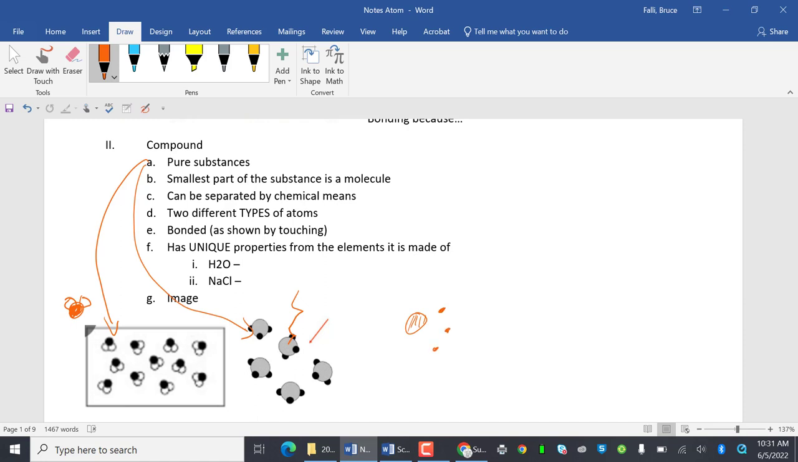Okay. There are two different types of atoms. The one on the left would be a dark circle and then light circles, right? Now, there could be more than two, I should say two or more. Okay. They're bonded, as shown by touching. It has unique properties from the elements it is made up of. So H2O is an example of that.